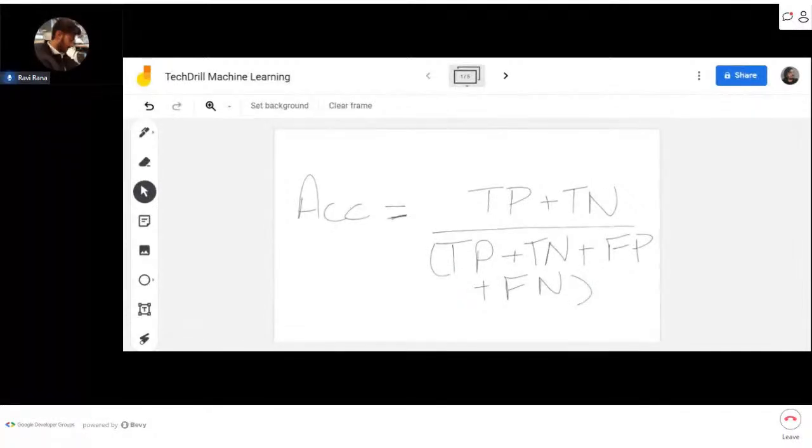Can you please repeat confusion matrix? So what is confusion matrix? So Karthik, okay, let me repeat it. Otherwise the whole session would not be of use. Let me just share the screen.